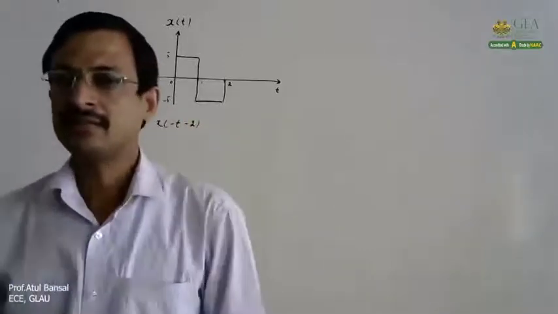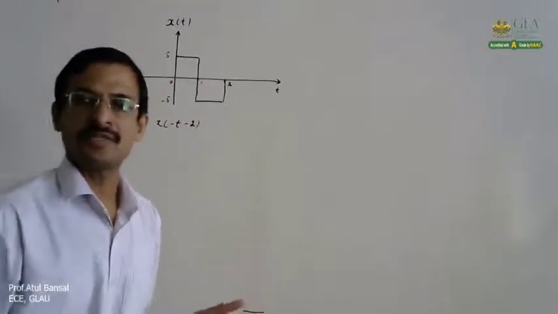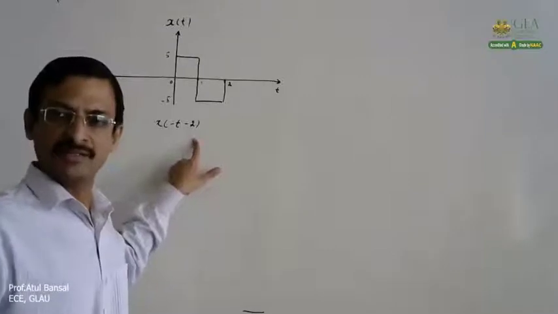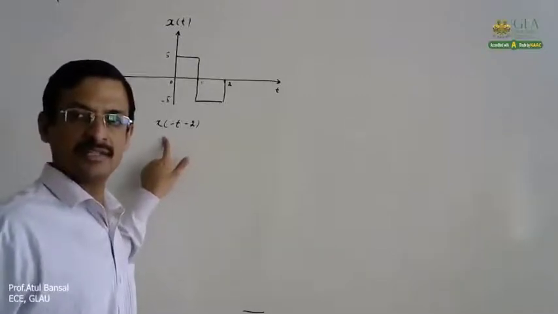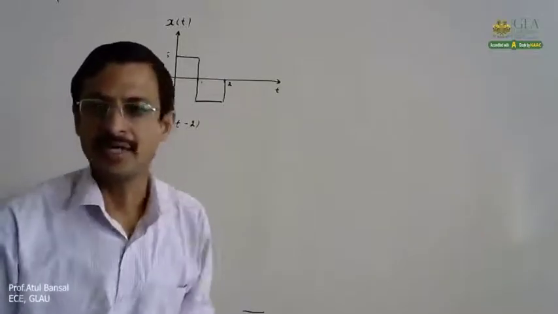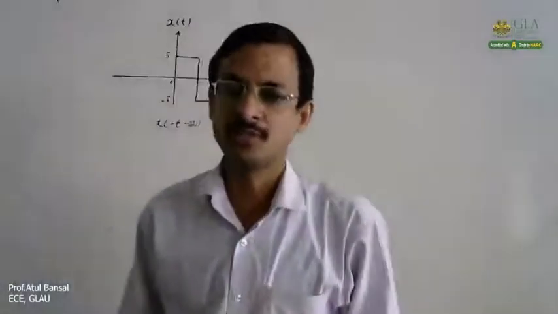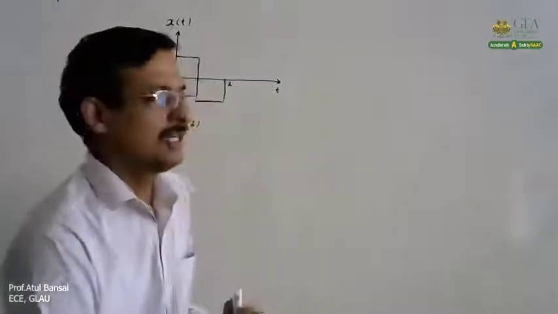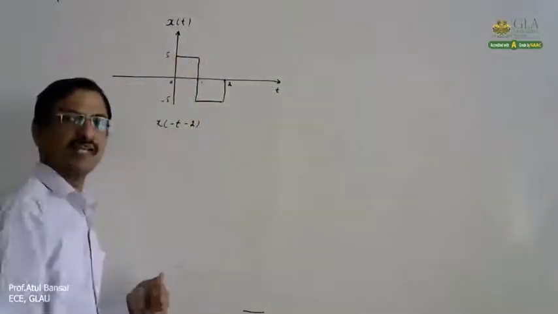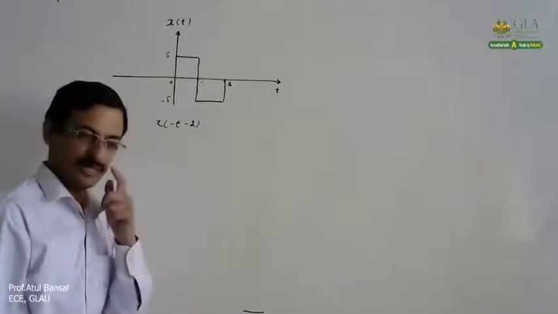Now if you look at that, there are two types of transformations. One is shifting, t minus 2, and another is reversal, because it is minus of t. So two types of transformations are to be applied. Now the question comes, which transformation is to be applied first? This reversal can also be viewed as a scaling by minus 1.